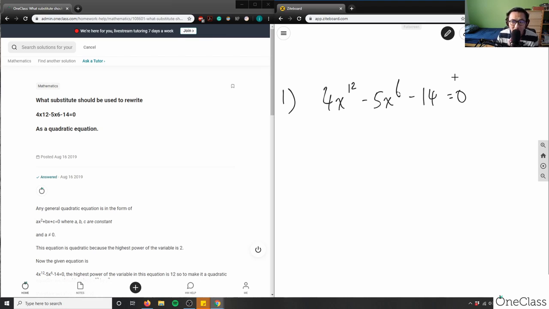So I want to rewrite this as a quadratic. What substitution would I need to make it a quadratic equation here? How would I rewrite this polynomial in terms of a quadratic? What we're going to do is take a minute to think about this question, and then we are going to take it up together and do the solution together. So take a minute to do that.